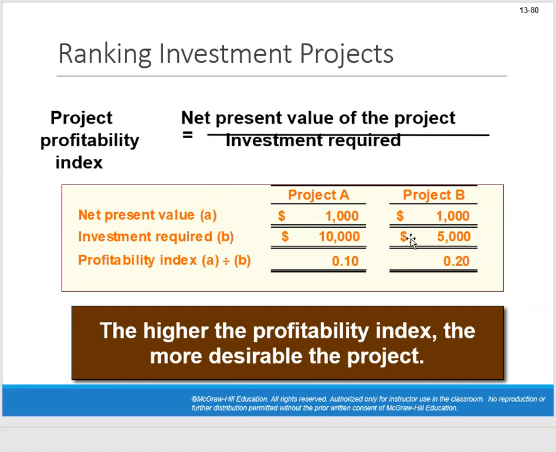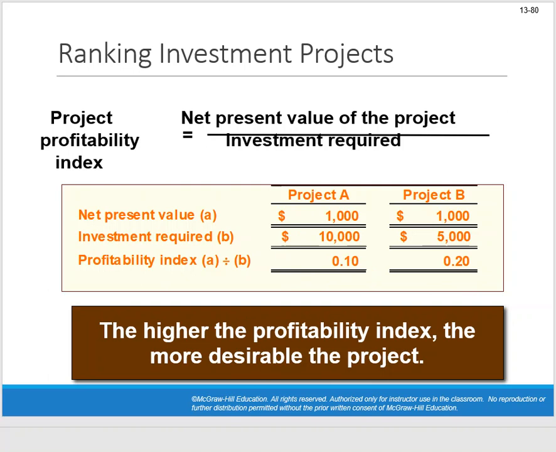Now, I don't have to do math to be able to see that Project B is better. It requires half the amount of investment and yields the same NPV, but it's not always that obvious, and the net present value isn't always the same. The key is that they have different amounts of investment required, and therefore we want to turn it into a profitability index, dividing A by B. So the higher the profitability index, the more desirable the project. So Project B is more desirable than Project A.